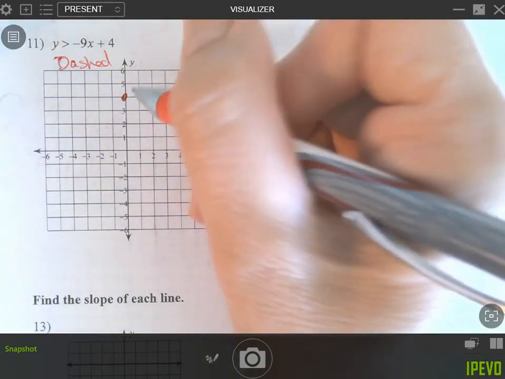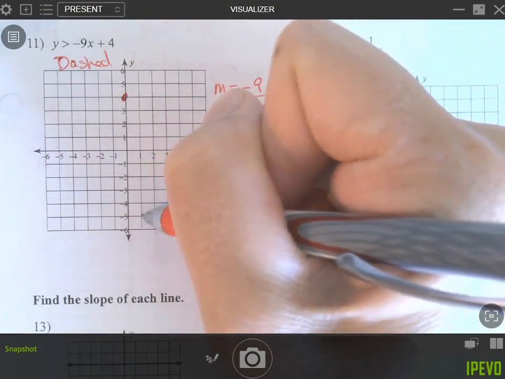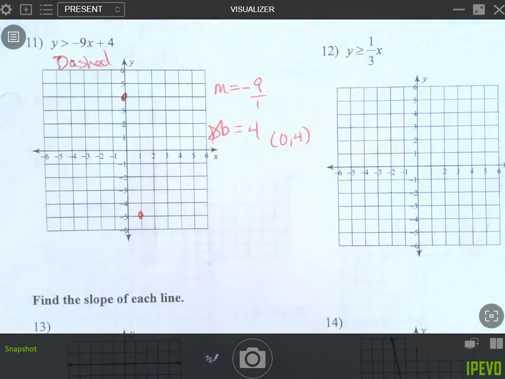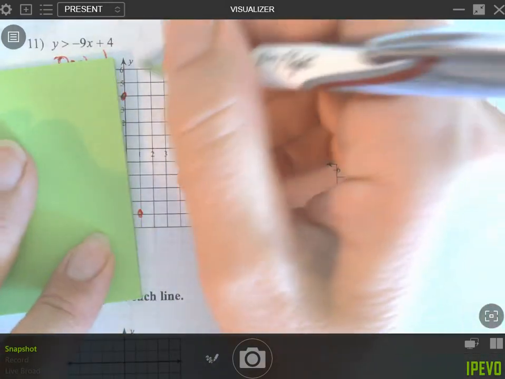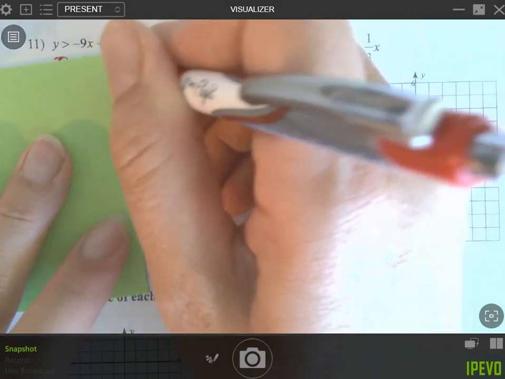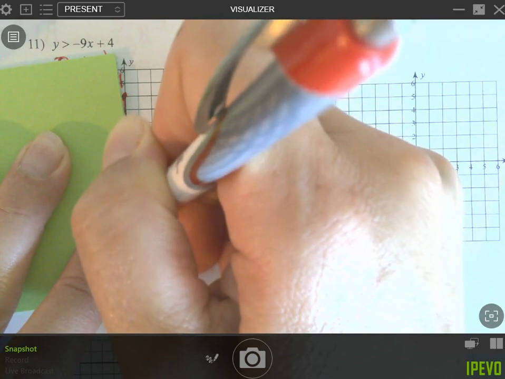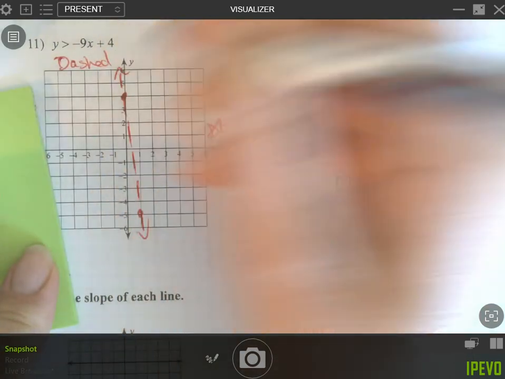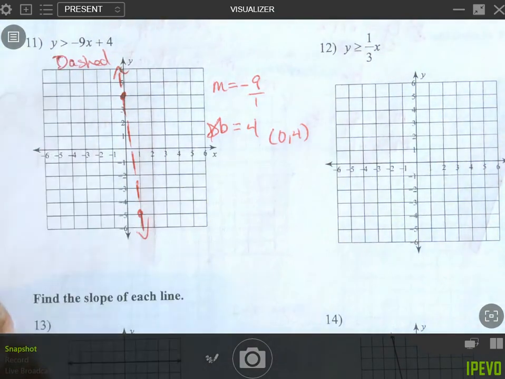Now, when I do my slope, I've got to count out. So there's -4, -5, there's 9, and then +1. Look at your graph. Is it going downward? Dashed line? And then did you get it going downward so we don't make the mistake of doing too many negatives? Okay, now this line's pretty steep, but it says y is greater.